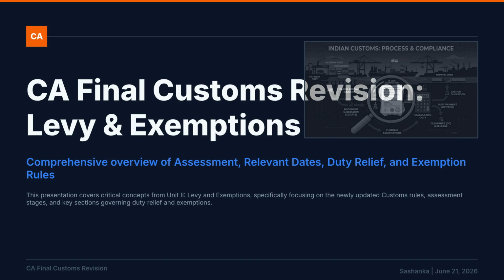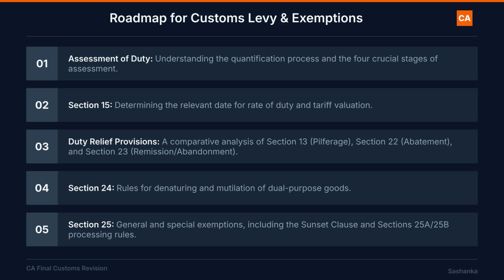Rather than memorizing sections mechanically, we'll understand the logic behind each provision, so that application in exam scenarios becomes much easier and more intuitive. Before diving into the provisions, let's understand the roadmap of this chapter. We will begin with the concept of customs assessment and the 4 mandatory stages involved in determining duty liability. Next, we'll study Section 15, which determines the relevant date for applying the rate of duty and tariff valuation. We will then compare 3 important relief provisions: Section 13 for pilferage, Section 22 for abatement on damaged goods, and Section 23 for remission and abandonment.